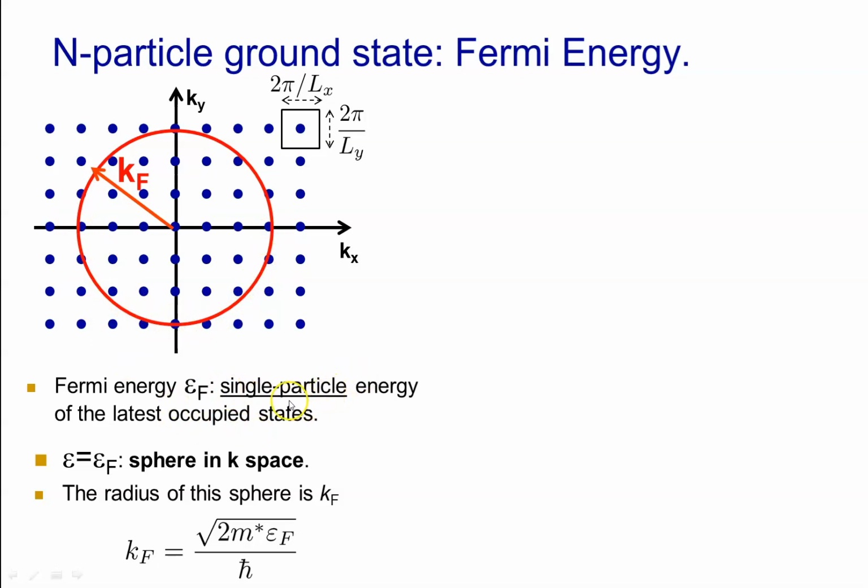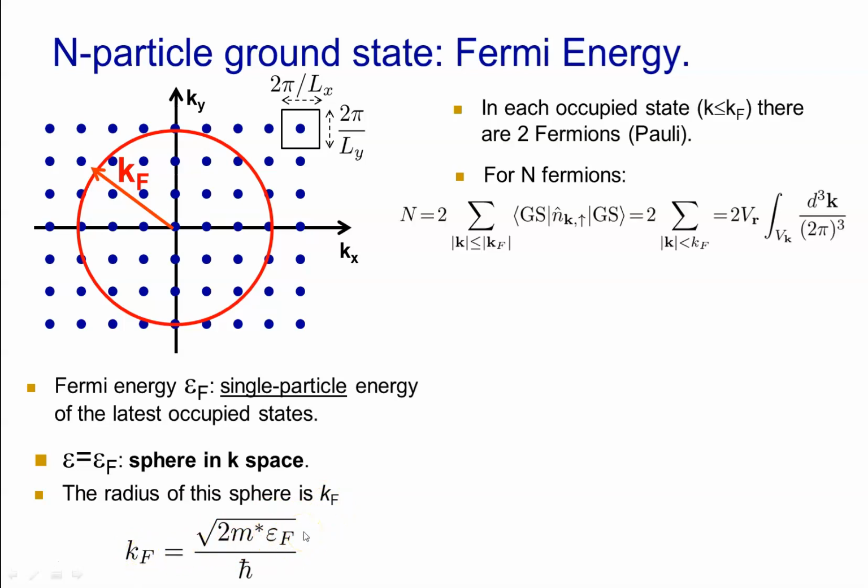So that's what we call the Fermi energy, the single particle energy. And this is important: this is not the energy of the gas. This is the energy of the single particle state which is last occupied. Of course, this will be a sphere in k space, since the energy goes with h bar squared times the absolute value of k squared divided by 2m. So we can invert that and give you the Fermi vector in terms of the Fermi energy. Given one, I have the other, right?